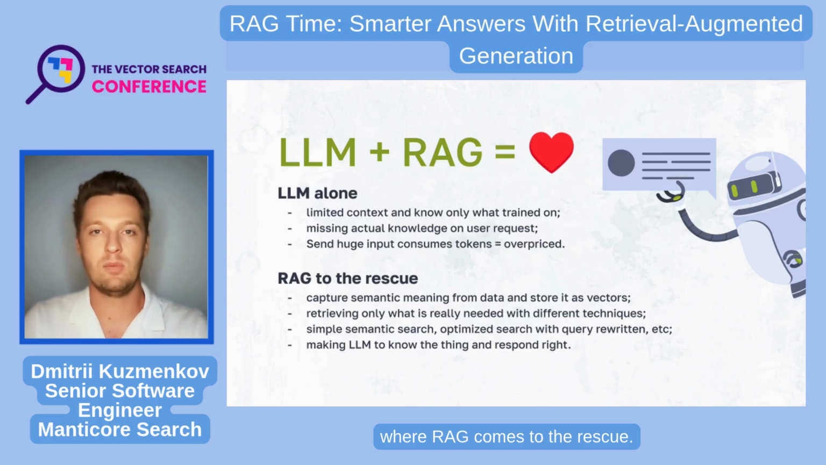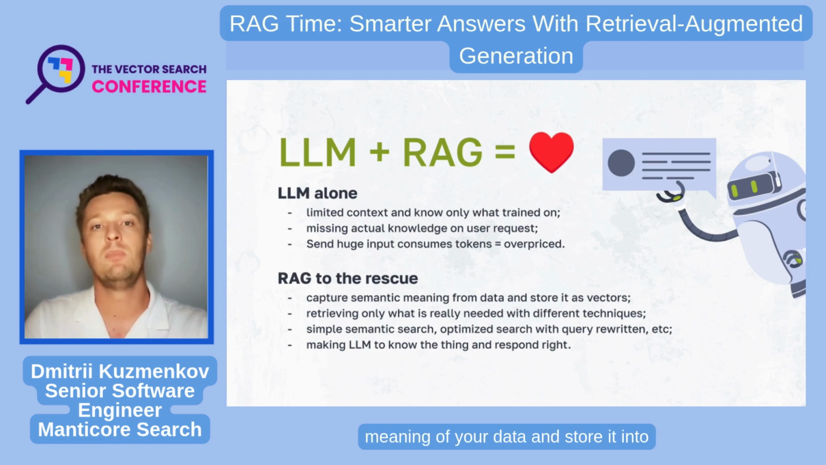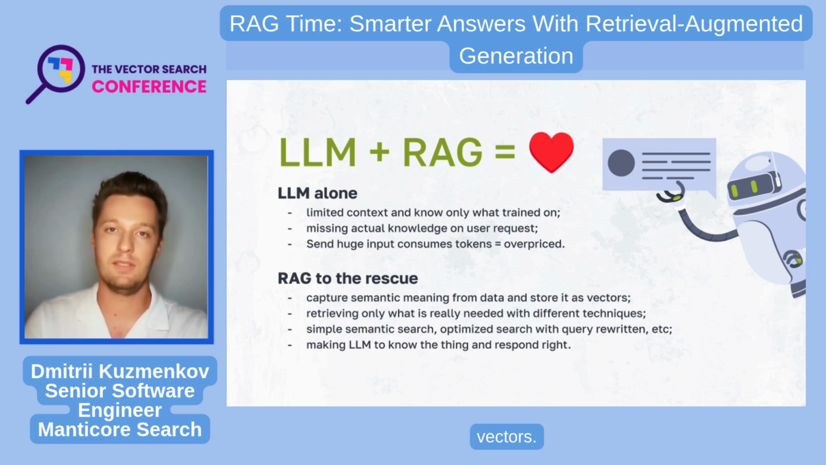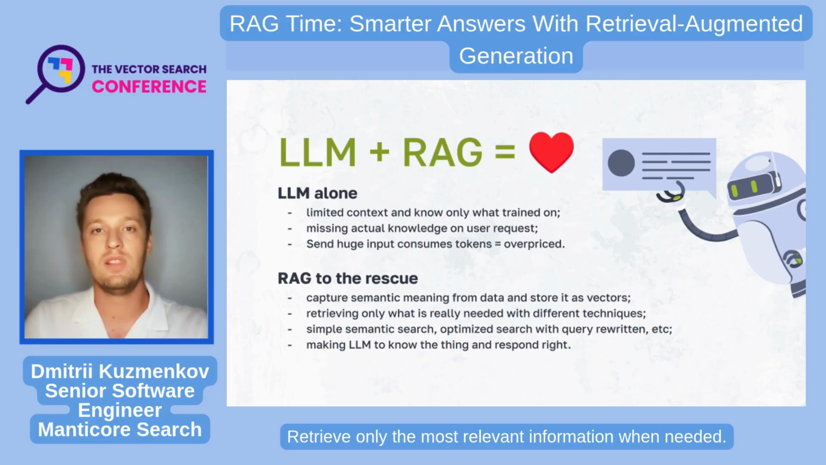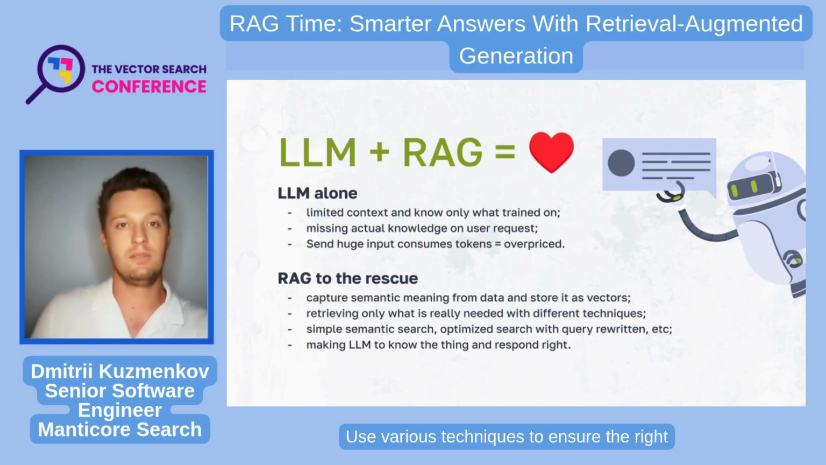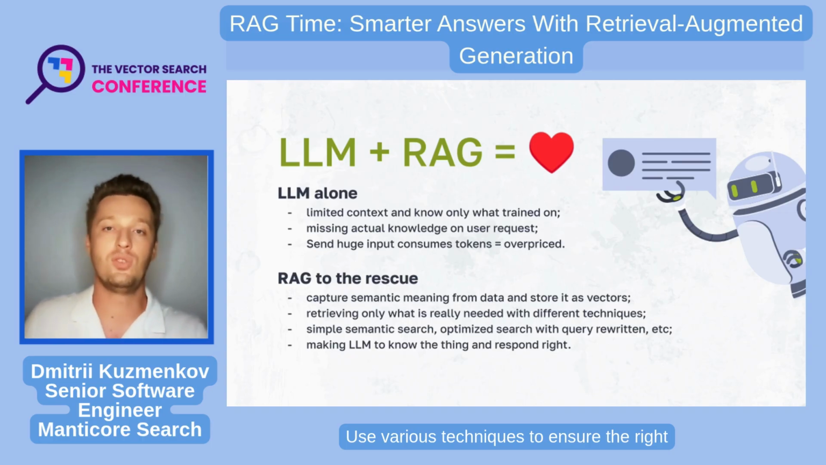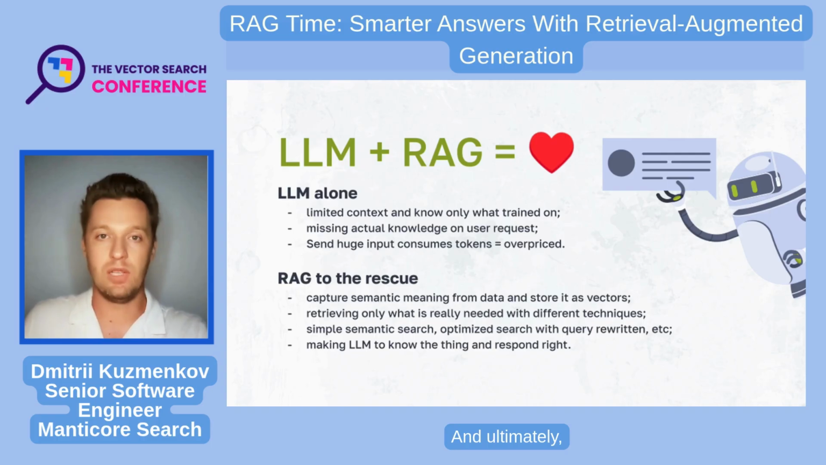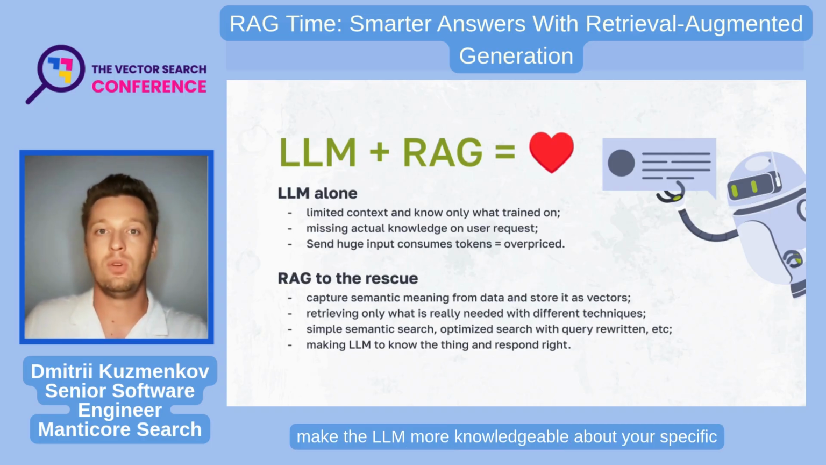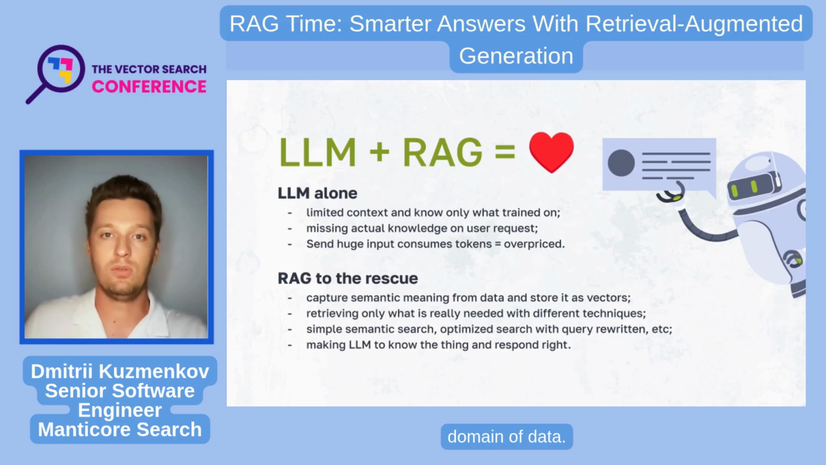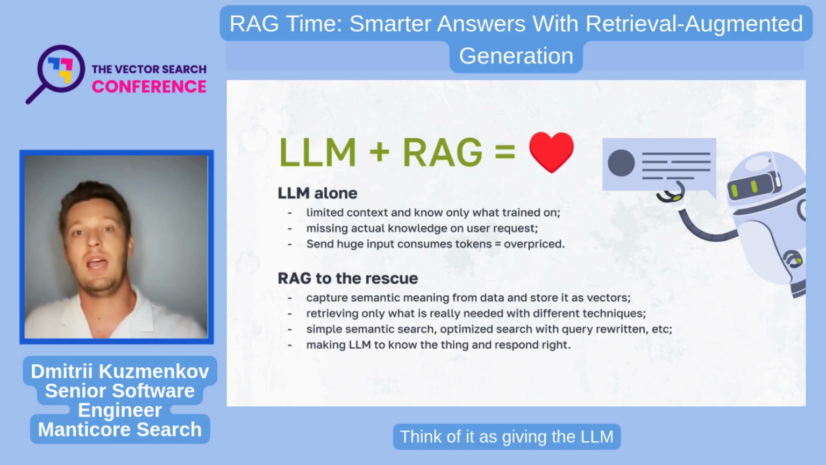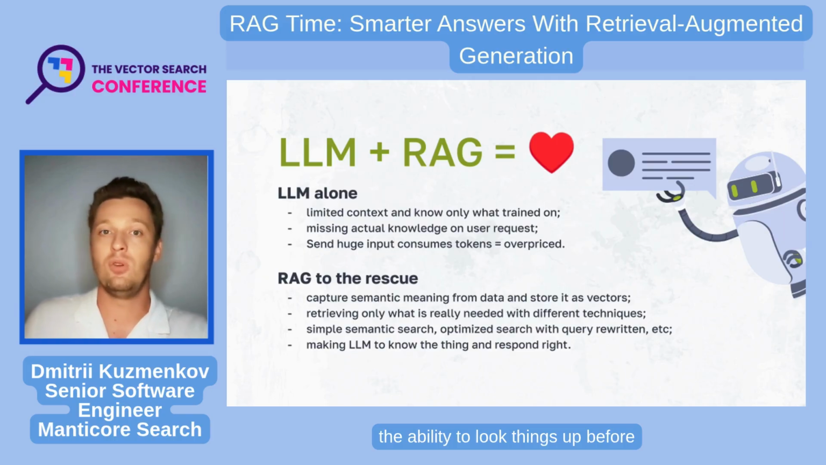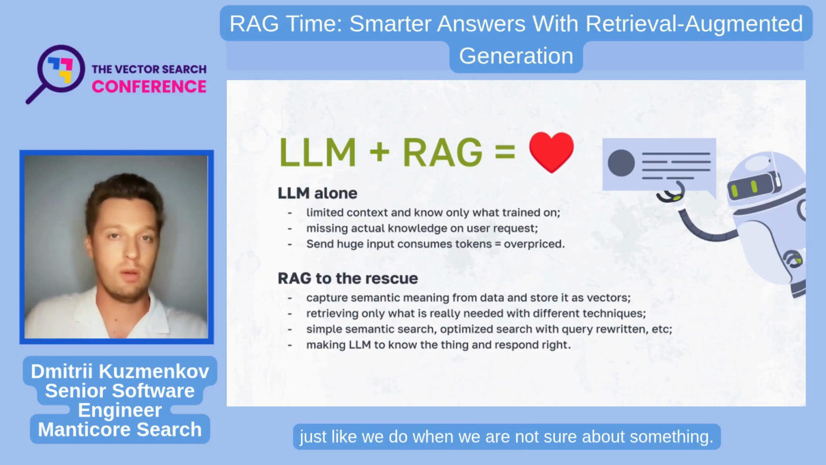This is where RAG comes to the rescue. RAG systems capture the semantic meaning of your data and store it as vectors. Retrieve only the most relevant information when needed. Use various techniques to ensure the right information is found. And ultimately, make the LLM more knowledgeable about your specific domain or data. Think of it as giving the LLM the ability to look things up before answering, just like we do when we are not sure about something.